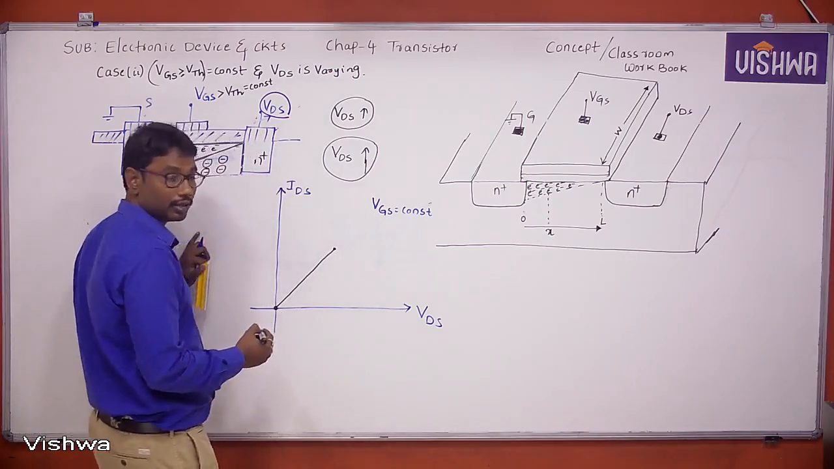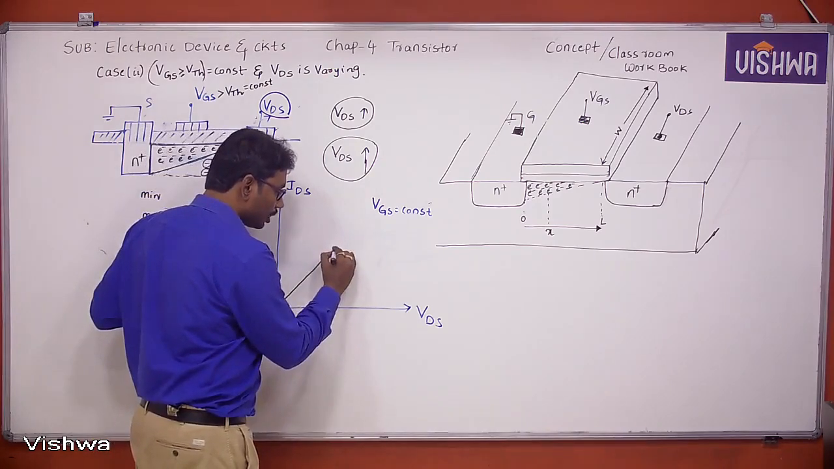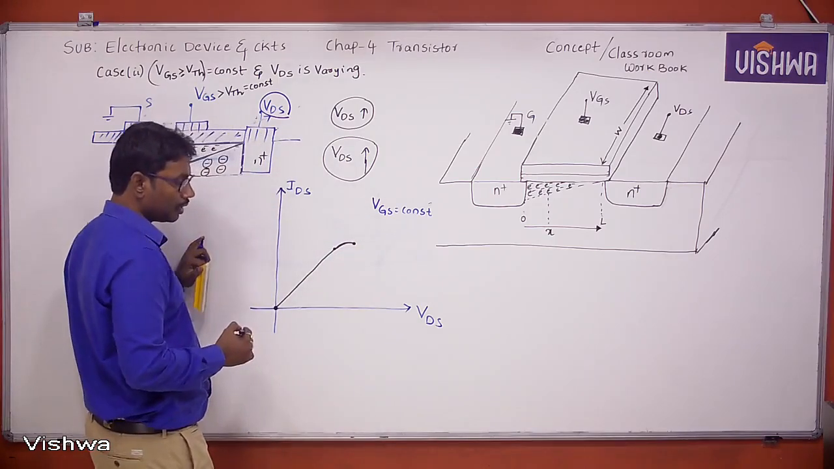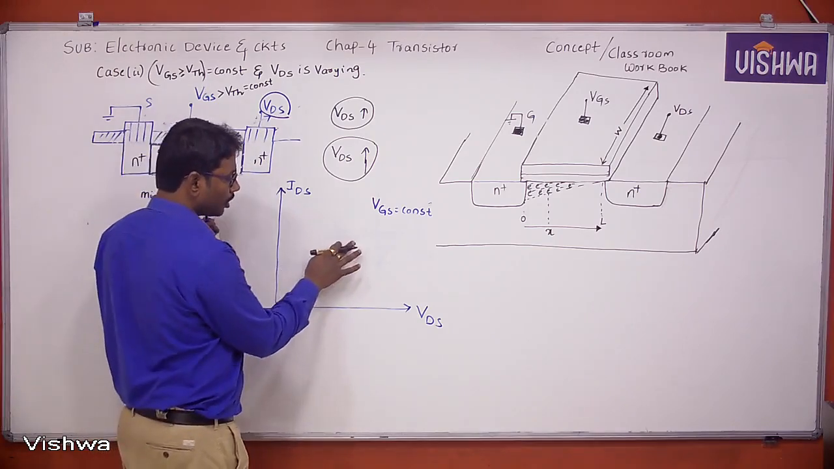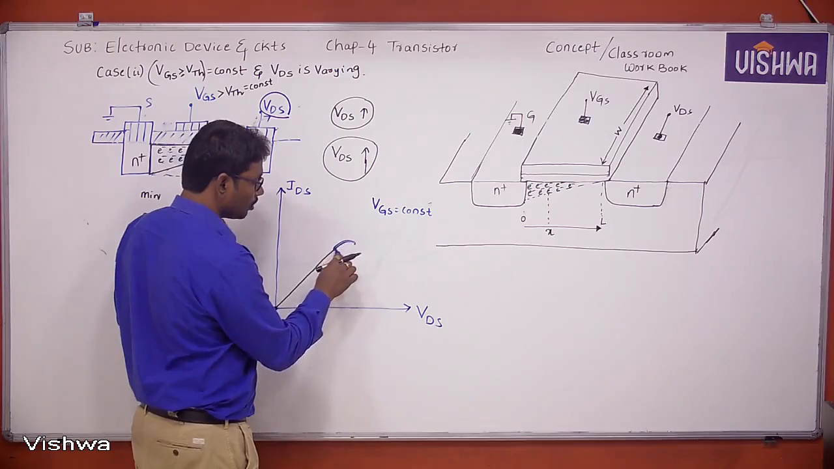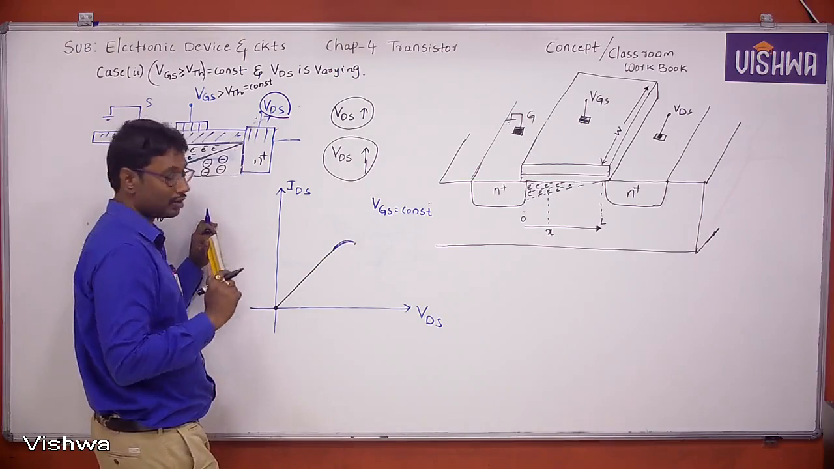Linearly increases. When VGS increases further, what about the current IDS? The current IDS increases sublinearly. Actually, this part is sublinear. Sublinearly increased means the growth rate will be very slow because of the increase of channel resistance.